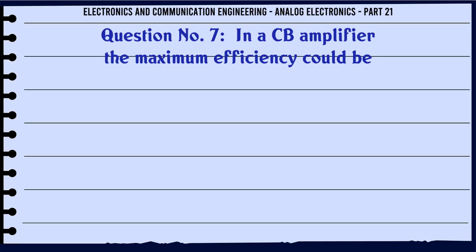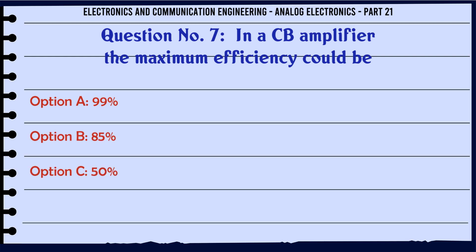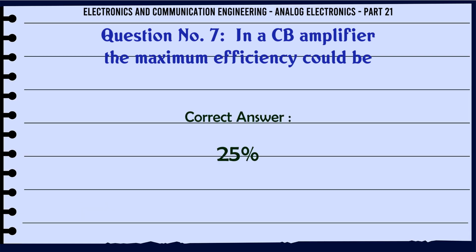In a CB amplifier, the maximum efficiency could be A. 99. B. 85. C. 50. D. 25. The correct answer is 25.